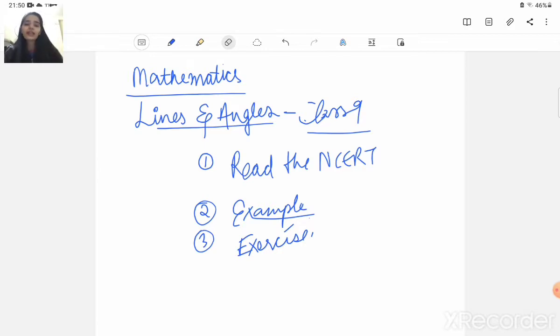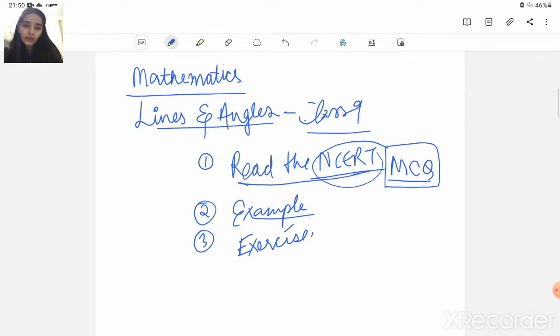First of all, I'll tell you the methodology which we will be using to study this chapter. First of all, we will read the NCERT book. As you know, after the CBSE changed the curriculum and the pattern of the exam, the MCQs are a very crucial part of your question paper. And we have observed that most of the MCQs are derived from the NCERT text itself. So therefore it becomes very important for us to read this NCERT book.